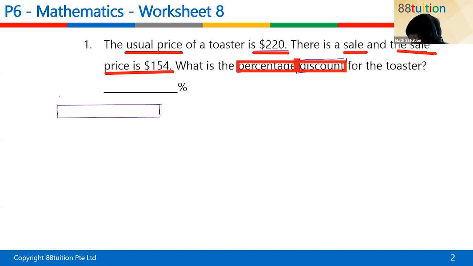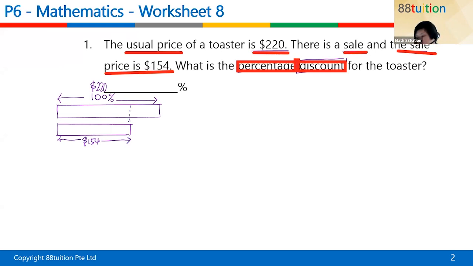So the original price is always 100% here because it is before discount, right? So my 100% will be $220. There is a sale and the price has gone down after the discount. So the discount price will become 154. So definitely it is a shorter bar, 154, from here to here. Therefore, what do you call this little box that is extra here? Anyone can tell? What do you call this?